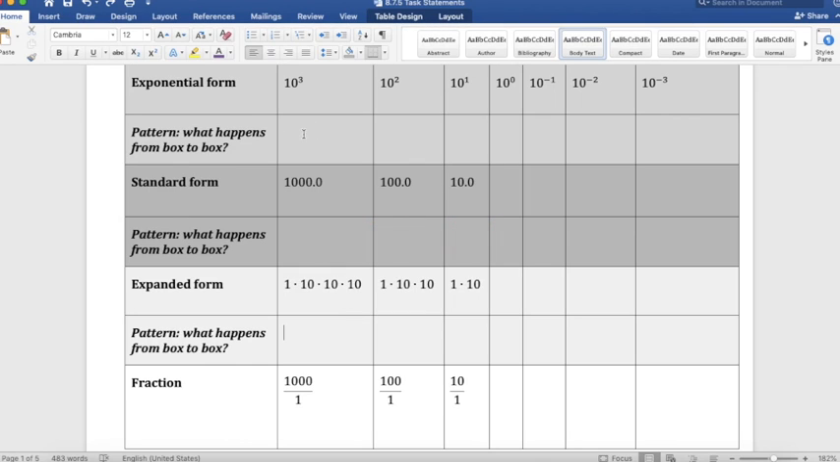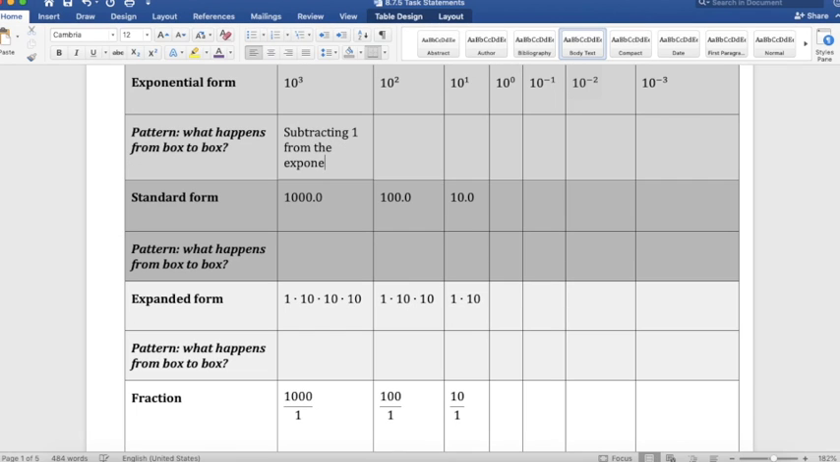All right, so exponential form, what's happening as we go from box to box? As the exponent was 3, then 2, then 1, then 0. We're subtracting 1 from the exponent.